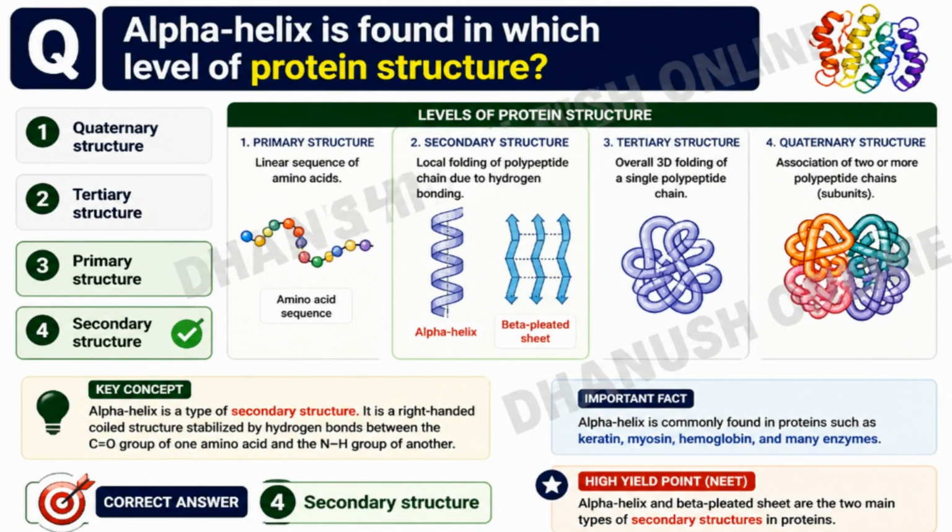Alpha helix is found in which level of protein structure? The answer is option 4, secondary structure. Alpha helix is a common type of secondary structure, stabilized by hydrogen bonds.